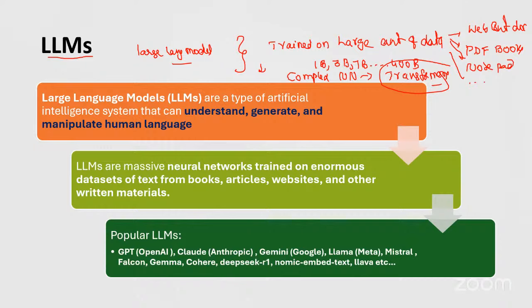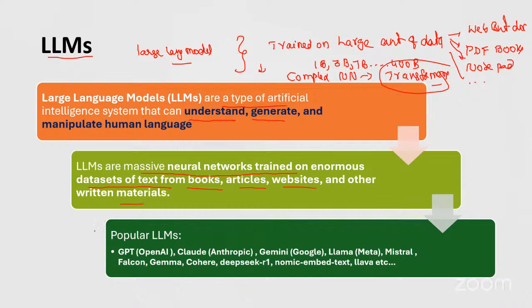LLMs are a type of AI system. They will understand our query or prompt and they generate text, source code, audio, and so on. Now, why are they called large language models? Because they are trained on complex neural networks and they are trained on a large amount of data in the form of books, articles, websites, and other materials.